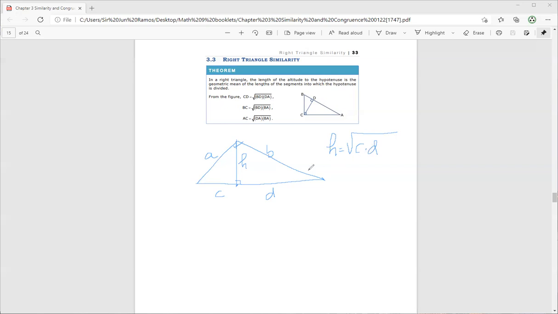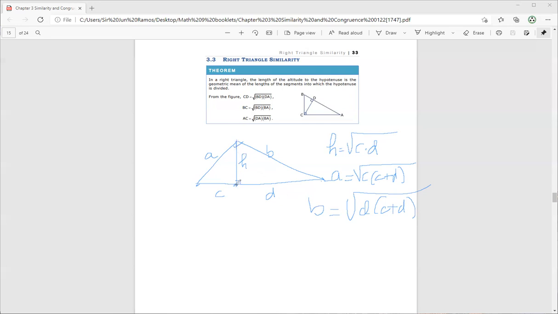These are real numbers. And then this side A here is the geometric mean between the length of the segment nearer it, which is C, times what? The length of the hypotenuse. This is C plus D. Okay, and then B, similarly, will be the geometric mean of the length of the segment nearer it, which is D, and the whole hypotenuse, C plus D. So this should not be difficult to memorize.